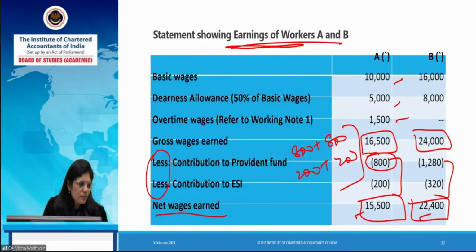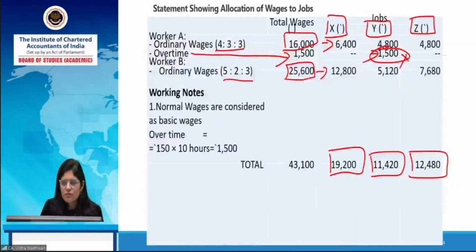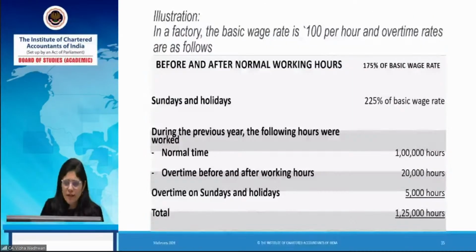Clear? Okay. So I hope now no more queries on this. So let us move further. So I hope you have understood this question. Okay, so we have another illustration before us. Just read this illustration and take a note of this illustration.